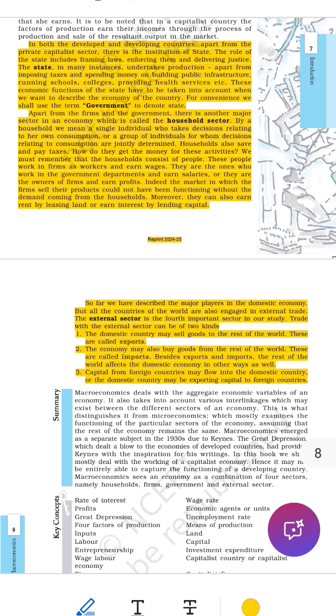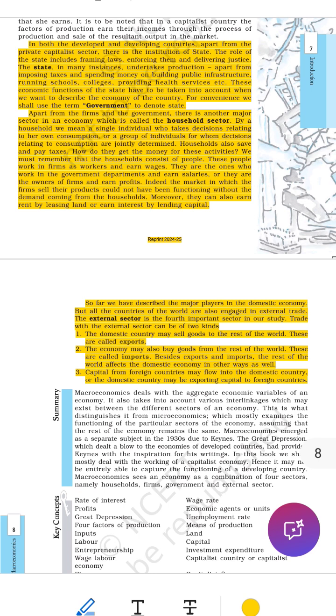1. In both developed and developing countries, apart from the private capitalist sector, there is the institution of state. Every country, whether it is rich like the USA or poor like Nepal, has 2 main parts. Private sector: this is made up of private people and private businesses that want to make money. State government: this is the official group that runs the country and works for the people, like making laws, schools, hospitals, etc. Example: a private company is the private sector.